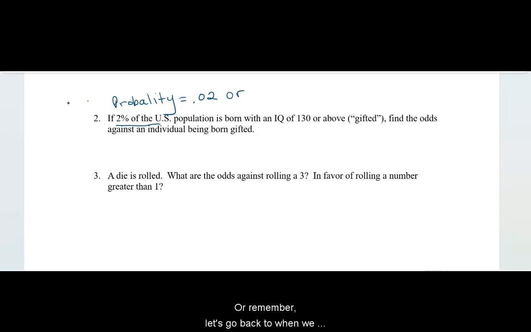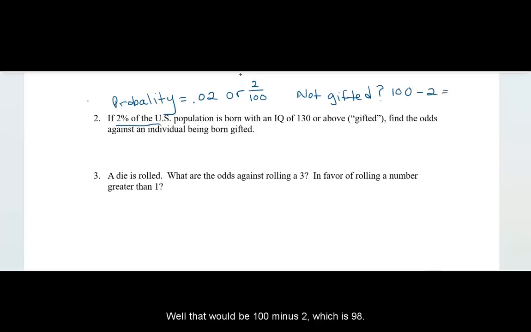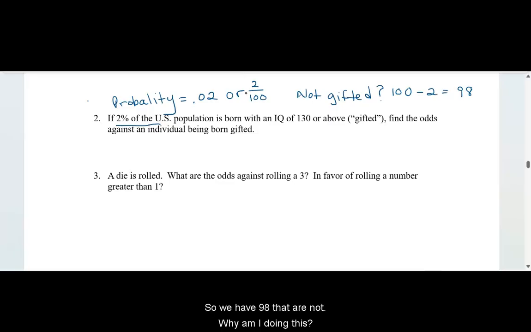Or remember, let's go back to when we talked in a very previous video, back in the finance, about how to write a percent as a fraction. Remember, it's always out of 100. So 2 out of 100. This means, and I'm doing this for a reason, the probability is 2 people out of 100 total. That means 2 people would be gifted out of 100. How many are not gifted then? Well, that would be 100 minus 2, which is 98. So we have 98 that are not.